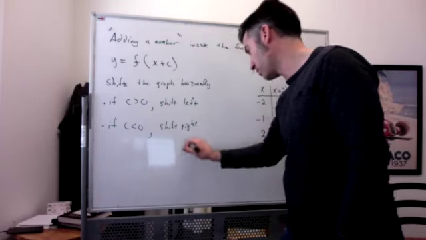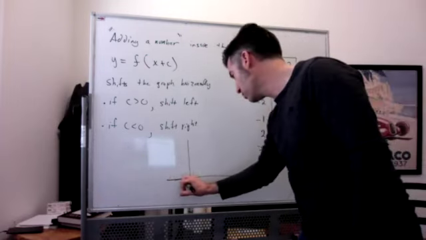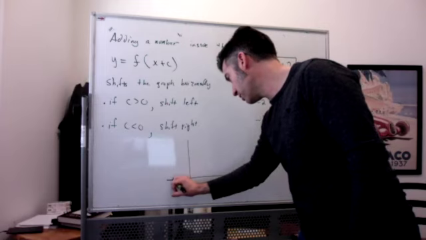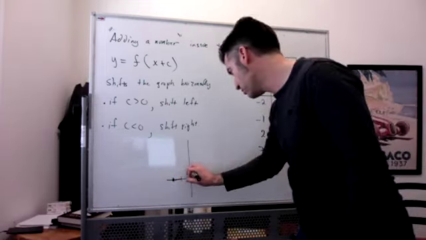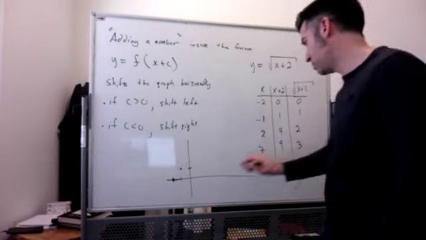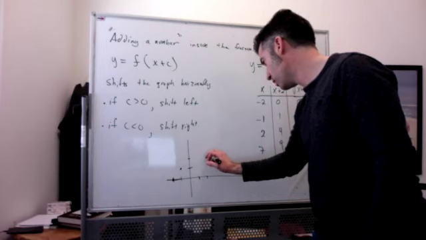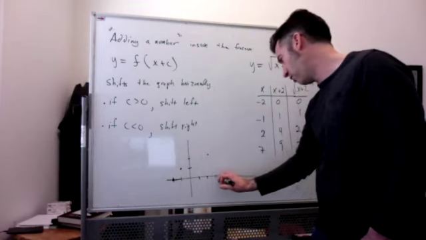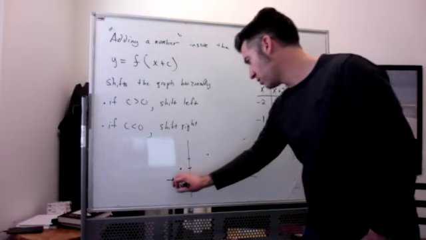Well, our graph is going to look like x is going to be negative 2, y is going to be 0. x is going to be negative 1, and y is going to be 1. x is going to be 2, and y is going to be 2. And x is going to be 7, y is going to be 3. So they look like this.